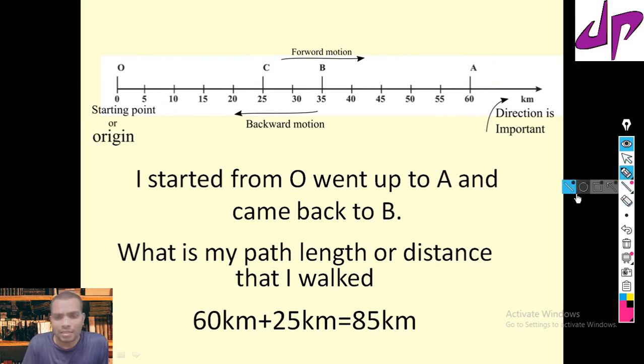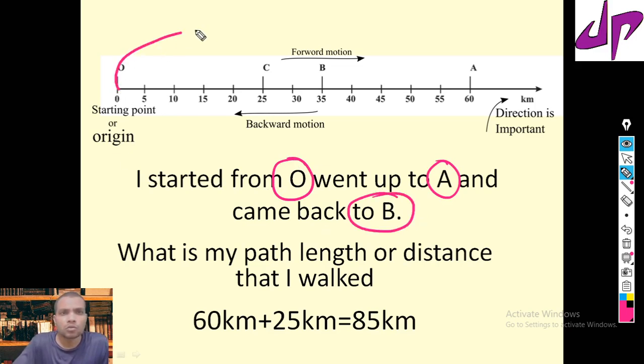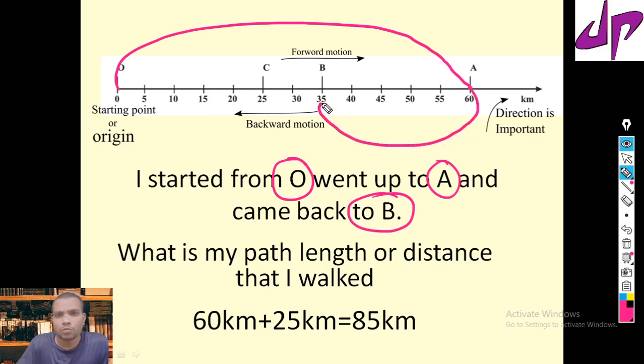Now suppose I ask a question: I started from O and went up to A and came back to B. So I started from O, went up to A, and I came back up to B. The question is, what is my path length or distance covered?